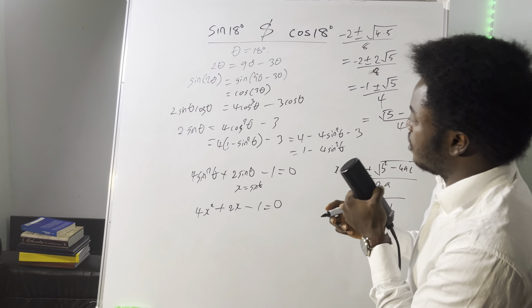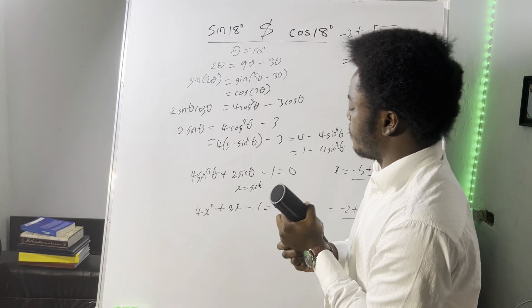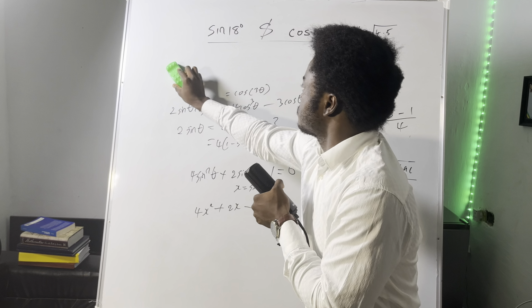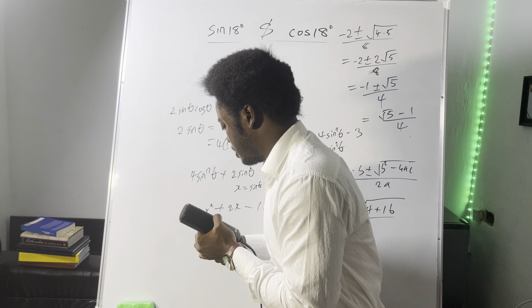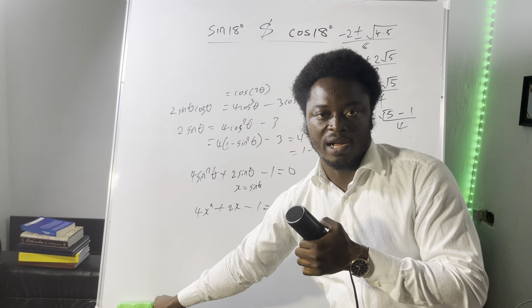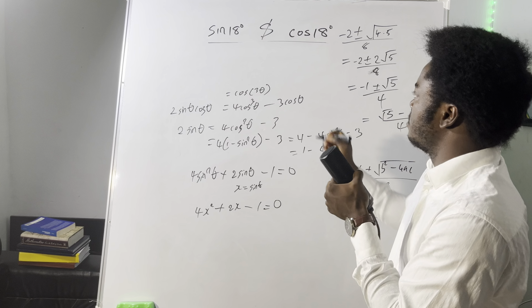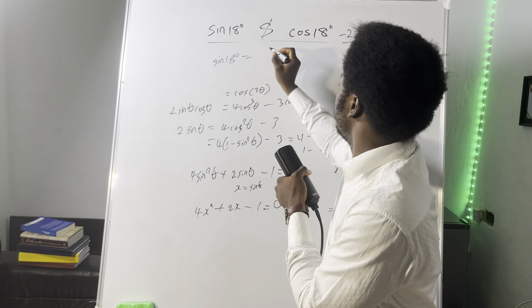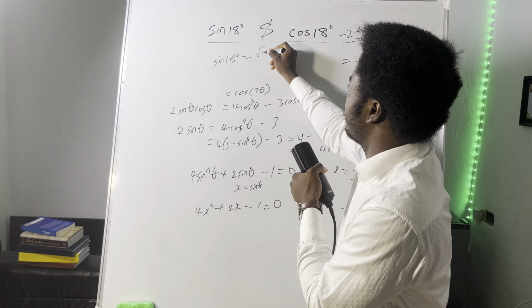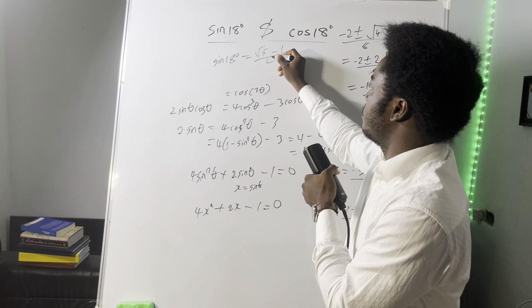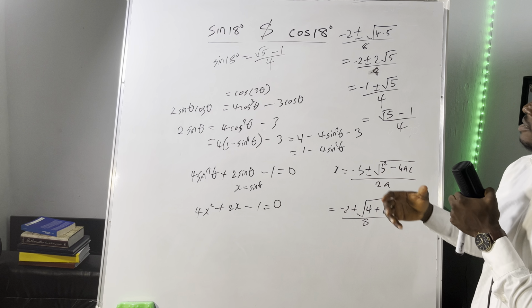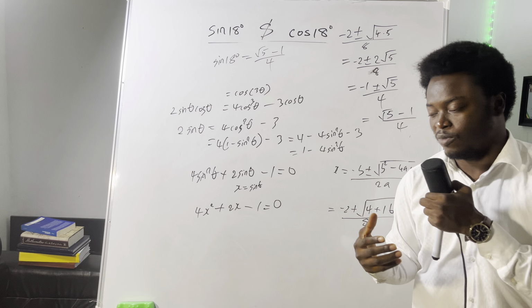So for this reason, we can conclude that sine of 18 degrees is equal to square root of 5 minus 1 divided by 4. So that is the value for sine of 18 degrees. The steps were somewhat difficult, but we were able to crack it.